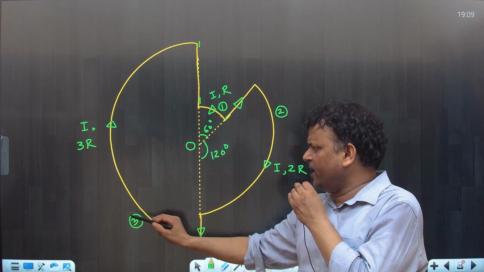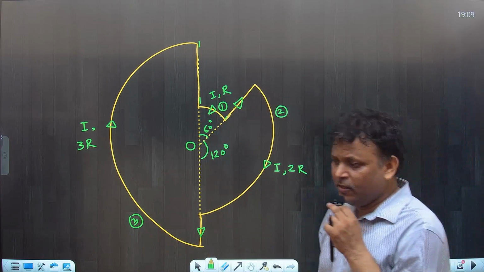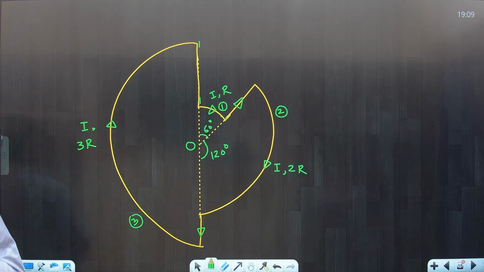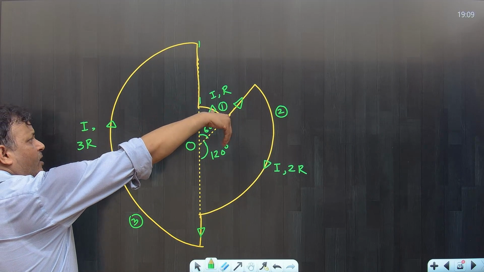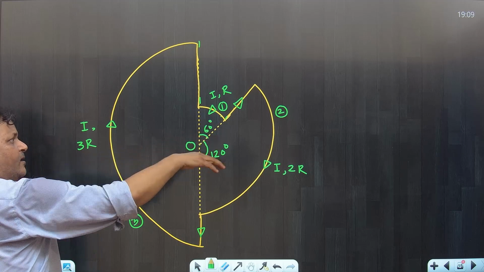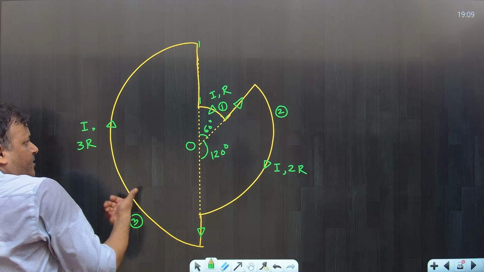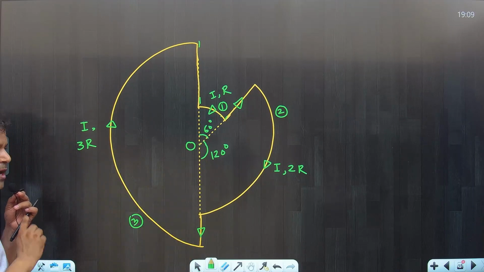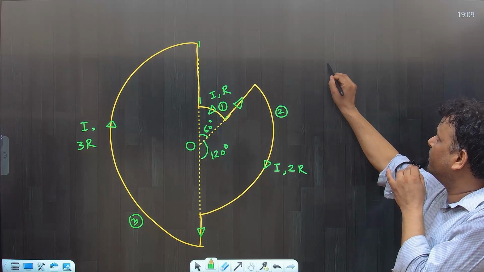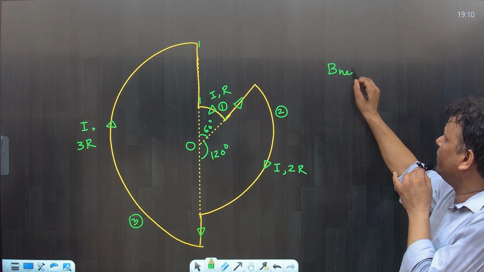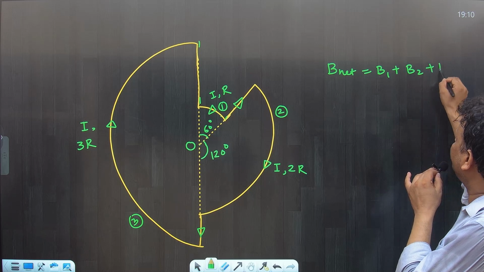As you can see, it goes out like this. There is no change in direction of the magnetic field. So you can write that all the magnetic fields will add up. You curl your right hand fingers along the sense of current, thumb is inside. For this, curl like this, thumb is inside. For this, curl like this, thumb is inside. So in all three cases, the magnetic field will be added up. So B net will be B1 plus B2 plus B3.